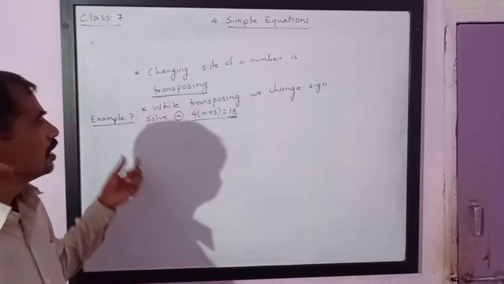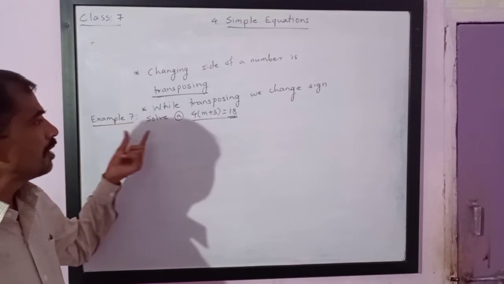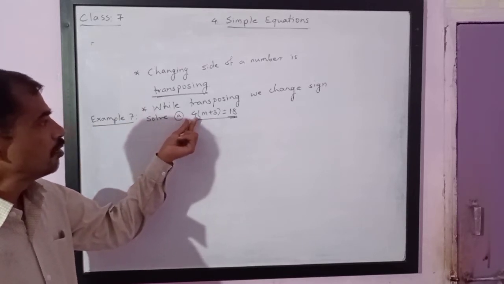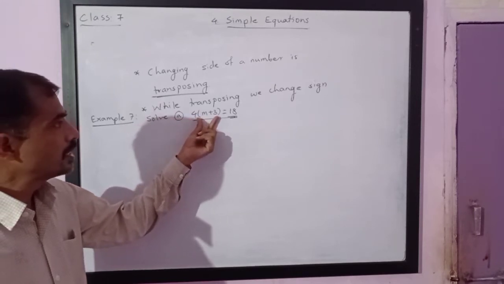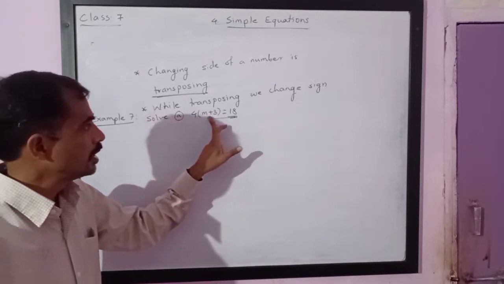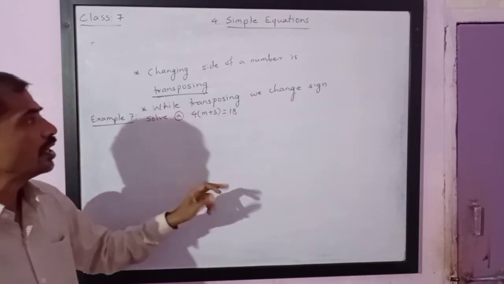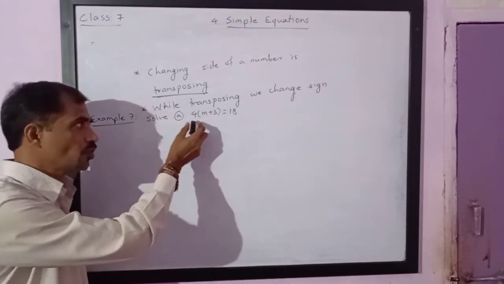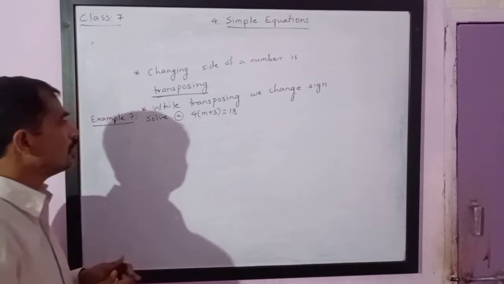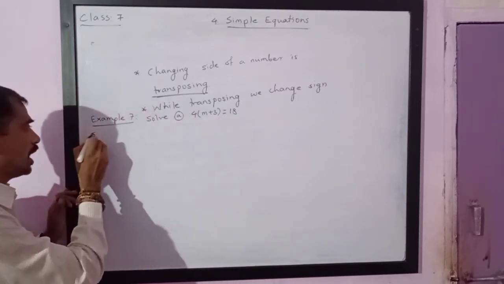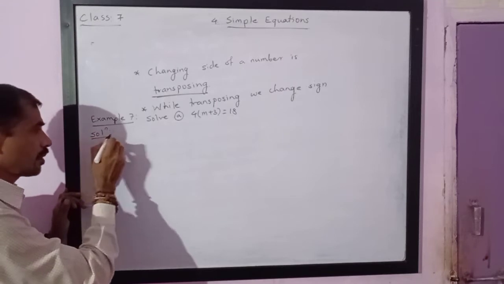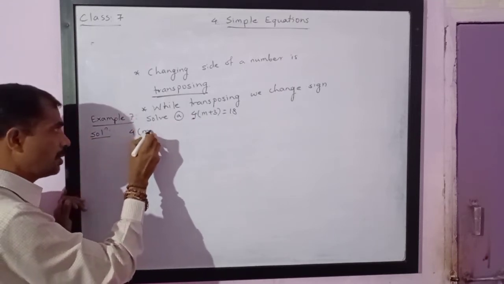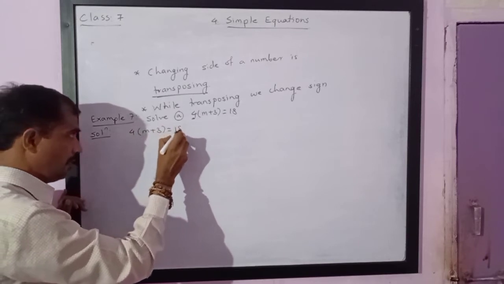Dear friends, next example is example number 7. Solve. The equation is 4 in bracket m plus 3 is equal to 18. This is the question asked. We need to solve this. So please understand, we need to eliminate first 4 because this 4 is outside the bracket. We have to reduce the 4 first. So 4 in bracket m plus 3 is equal to 18. This is the given equation.